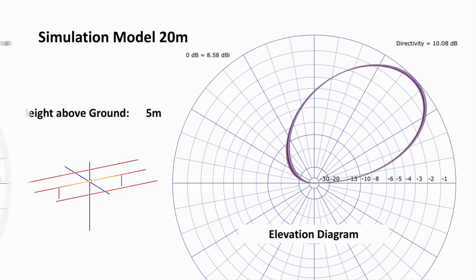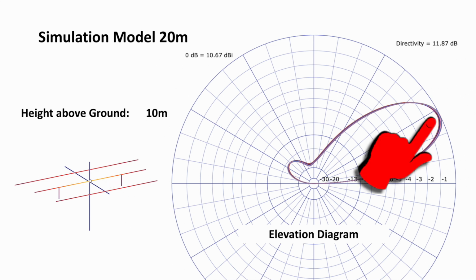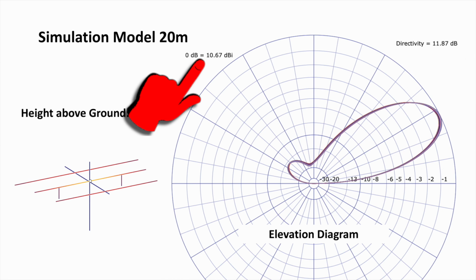With an antenna height of 10 meters above ground, we have a better situation. The elevation angle of the main lobe is well below 30 degrees. We also see that the antenna gain became a bit larger. So you almost get double benefit by putting the antenna a little higher.